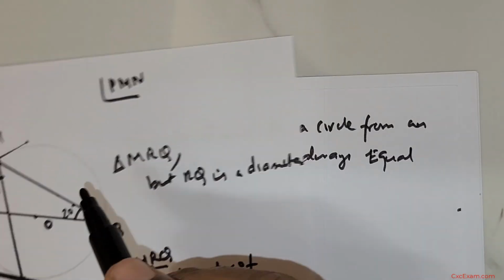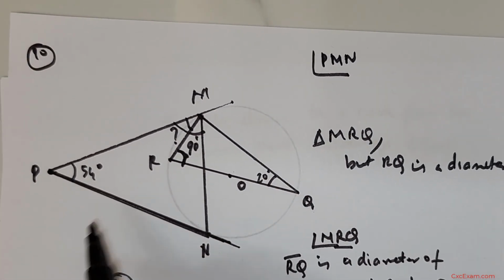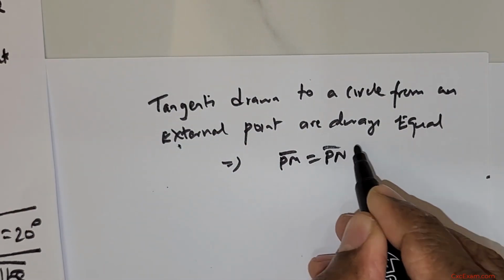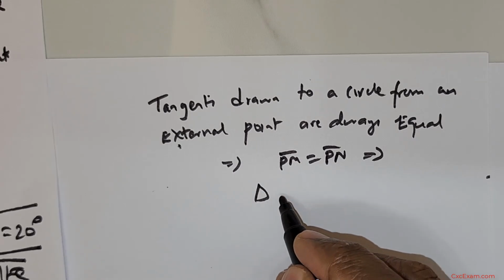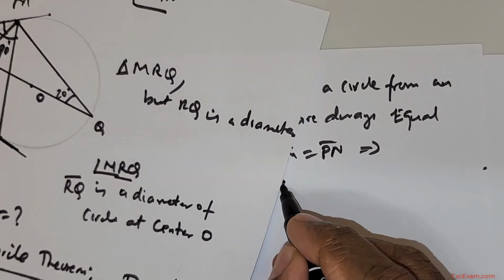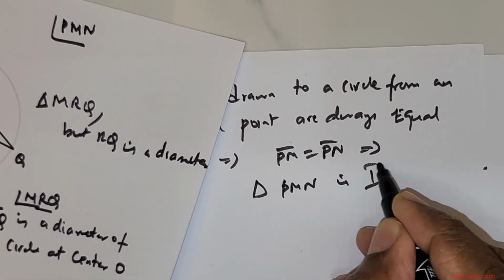So this means PM is equal to PN. This in turn means we are dealing with triangle PMN. PMN is isosceles.